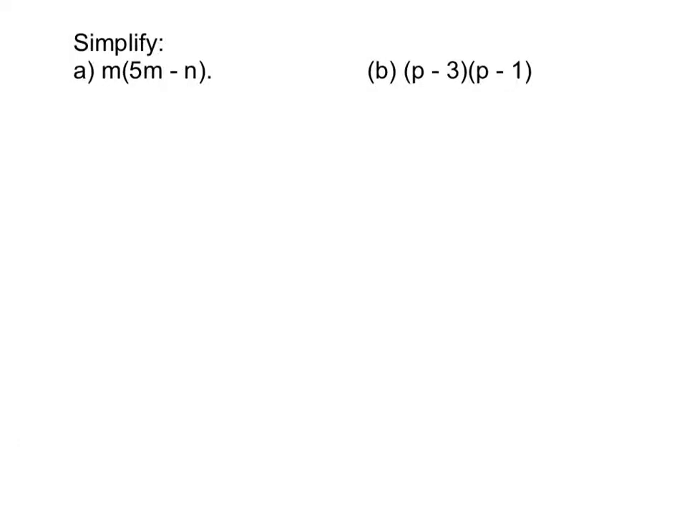This is Unit 1 Outcome 4. First question is asking us to simplify. The first part, I've got a single bracket. So all I do is multiply the term outside the bracket by each one inside the bracket. So m times 5m is 5m squared, and m times n is mn. So I get 5m squared minus mn.